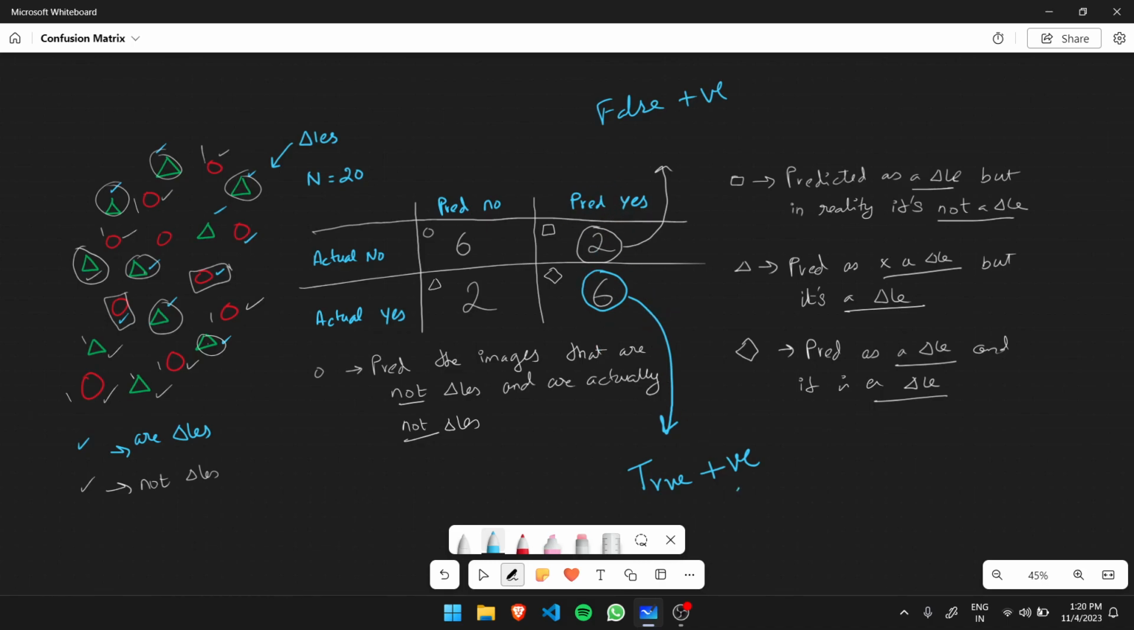Now, this is also the strength of the classification model, and this, you guessed right, is the weakness of the classification model. All right. So I think, yeah, this is it. This is exactly what a confusion matrix is and what it is used for.